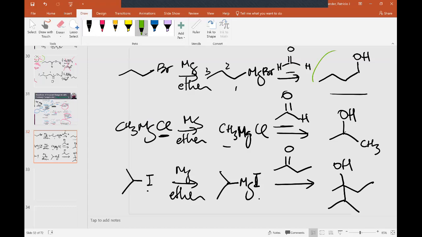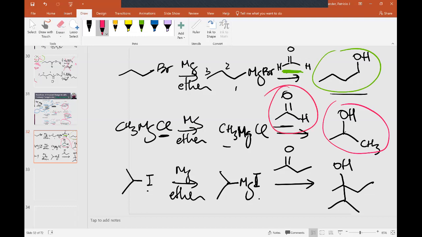Synthesis of a primary alcohol using formaldehyde. Synthesis of a secondary alcohol using any other aldehyde, different from formaldehyde. And then I can get a tertiary alcohol when using a ketone, right?